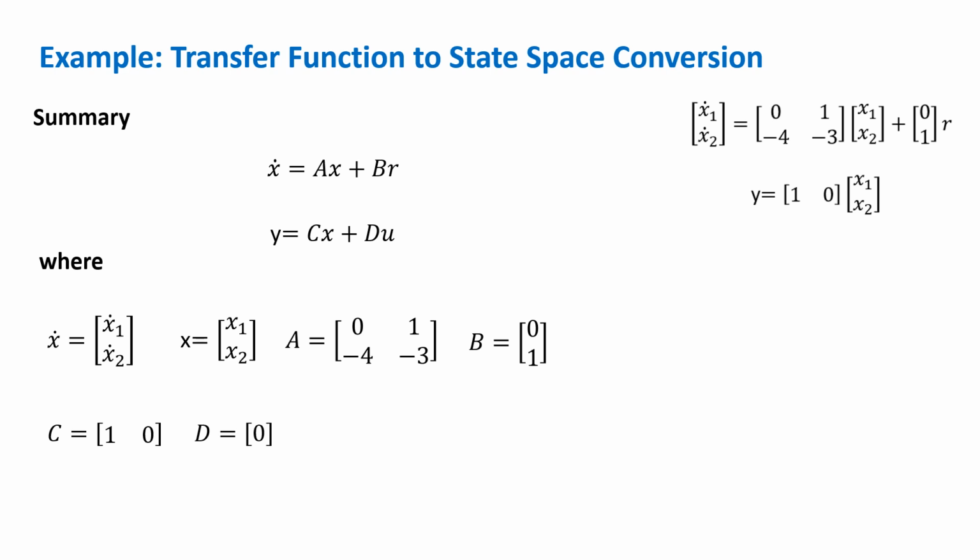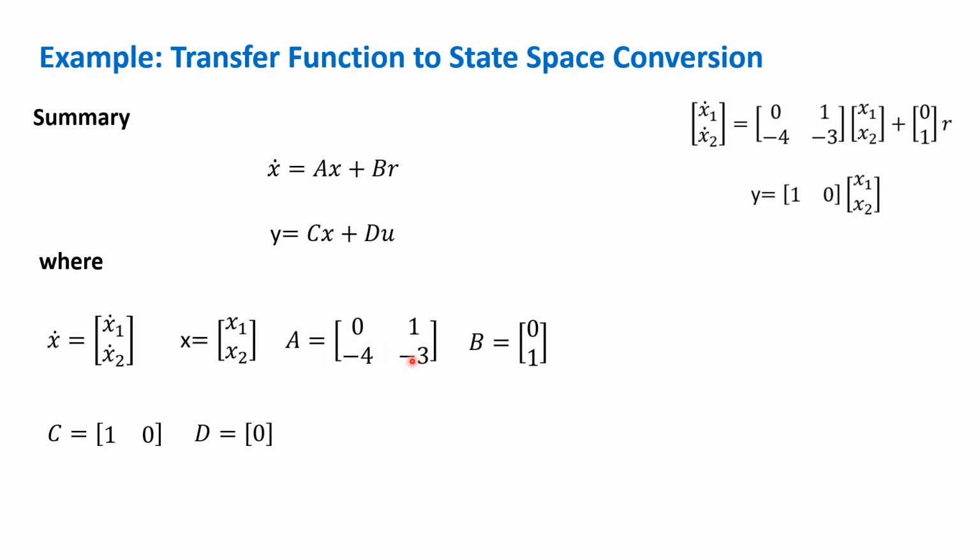So in summary, we were able to take a second order differential equation and transform it into two first order differential equations. Here, we put it in the standard form: x dot equals Ax plus Br, y equals Cx plus Du. Here you can simply look at it and pick out what the A matrix is. The A matrix is 0, 1, minus 4, minus 3. The B matrix is 0, 1. The C matrix is 1, 0. And the D matrix is simply 0.